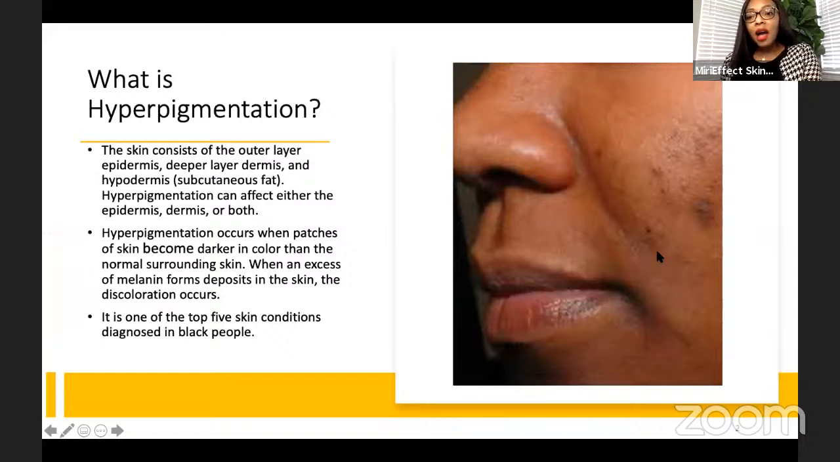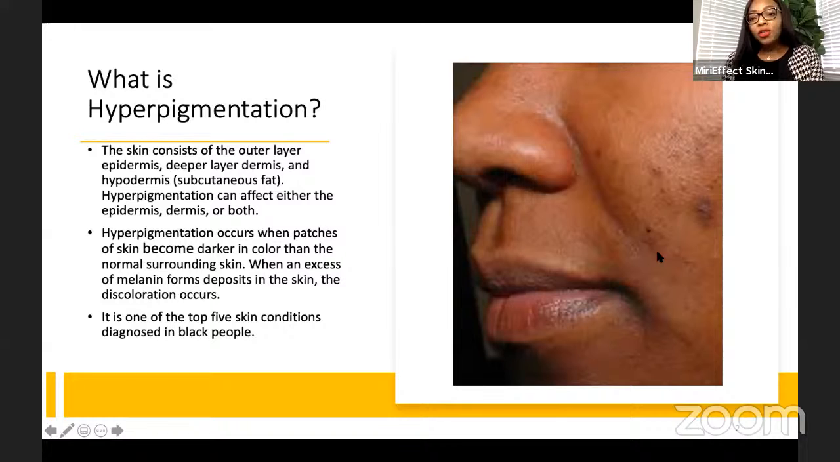So what is hyperpigmentation? Just a little bit of education for those that are not aware. Your skin contains 3 layers: the epidermis, the dermis, and the hypodermis, which is where the subcutaneous fat exists. Hyperpigmentation can affect either the dermis or the epidermis layer of your skin. What basically happens is that there's a darker patch of skin surrounded by the normal color of your skin, and that's where there's more melanin. This can usually occur from acne scarring, hormonal fluctuations, et cetera.